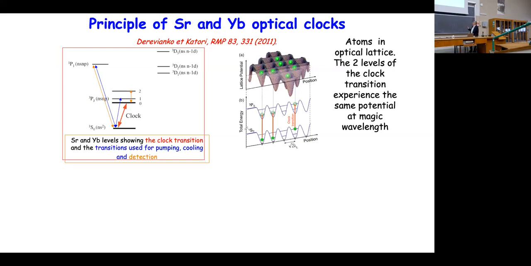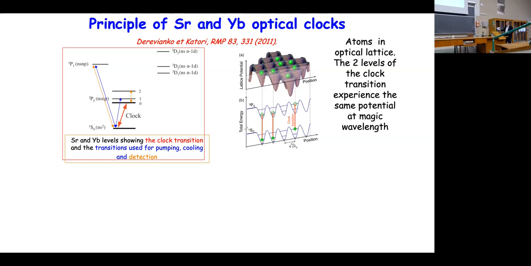So there are 2 kinds of ytterbium and strontium clocks. The structure is always the same. You have the clock transition here, which has a very long lifetime for the excited state. And this transition, which is used for cooling and detection. And you see the kind of traps that you have. The atoms are trapped in a kind of nest structure. It looks like an egg box in which you have 1 atom per site.